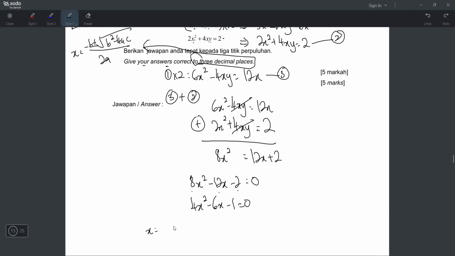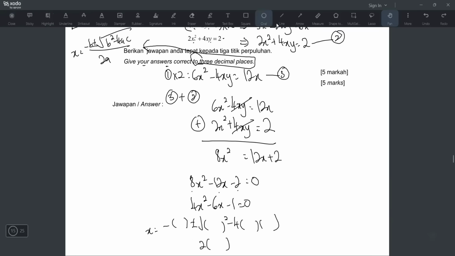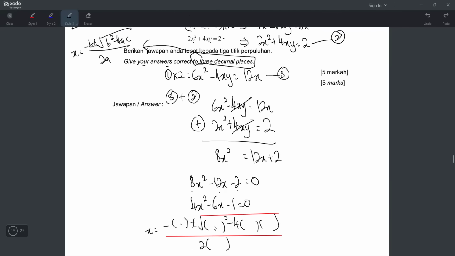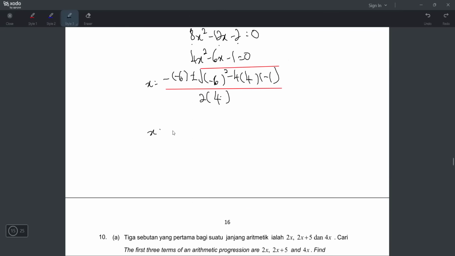So it will be x equals negative bracket plus minus square root bracket square minus 4 bracket bracket over 2 bracket. So it's gonna look like this. This is square root and then you have the over line here. Alright, let's masuk all the nilai. This bracket and this bracket you kena masuk B, so negative 6, negative 6. This one and this one kena masuk A, which is 4, 4. And this one you have to masuk C, negative 1. Alright. X equals to berapa? Okay, 2 times 4 boleh dapat 8. Negative 6 is 6. Plus minus tulis je square root.